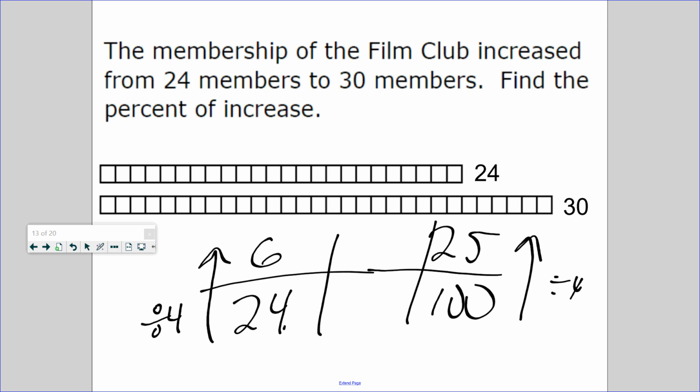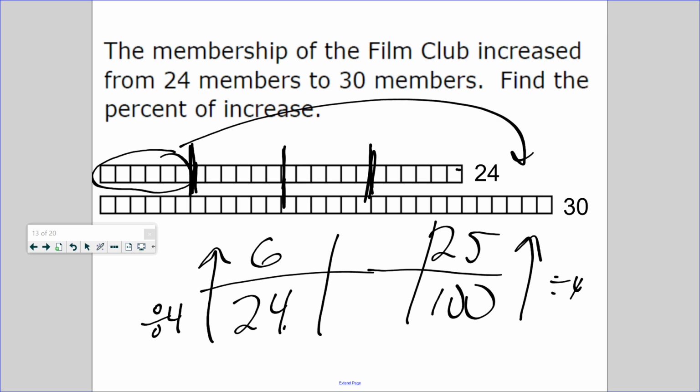Wait. It increased from 24 to 30. So yeah, it increased from 24 members to 30 members. So it went up by 6 members. Yep. So let's check our work. 6, 3, 4, 5, 6. Yep. So as you can tell, what percent did it increase by? It went up by 25%.